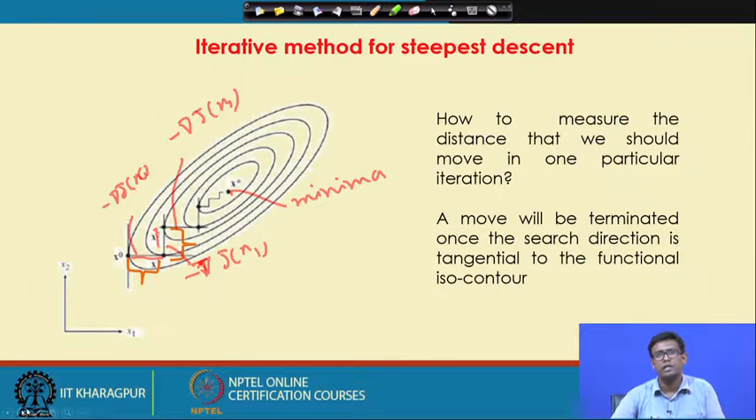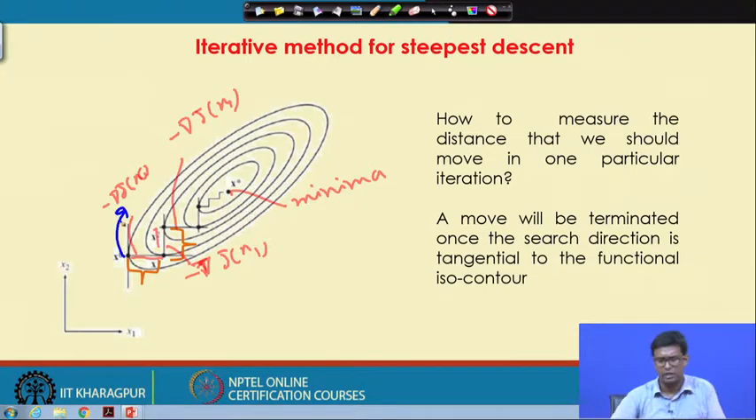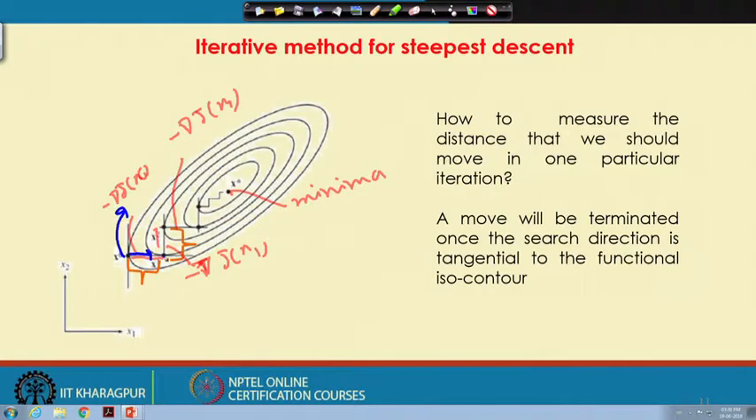So, we will start the search with a particular search direction which is based on minus grad j x 0. Based on the value of x 0, this search direction has been taken. When this search direction is tangential to one particular isocontour, then the move is terminated. Which isocontour should we stop at, because we can have an infinite number of isocontours? We should stop at the isocontour after which this value j will keep on increasing.